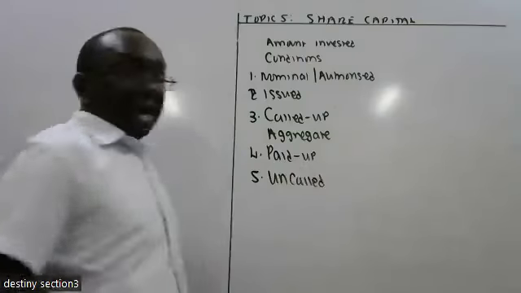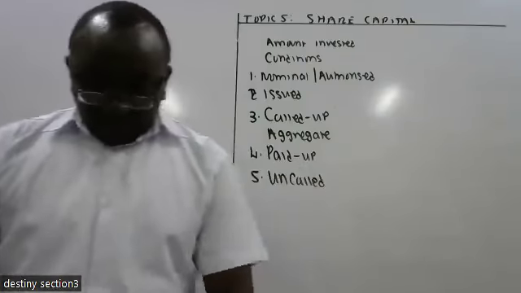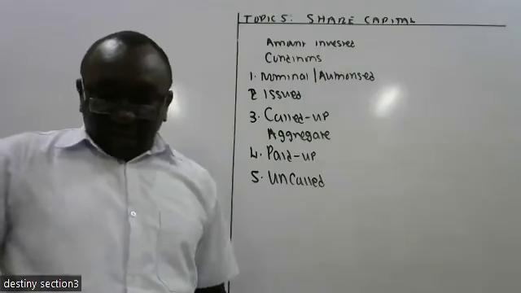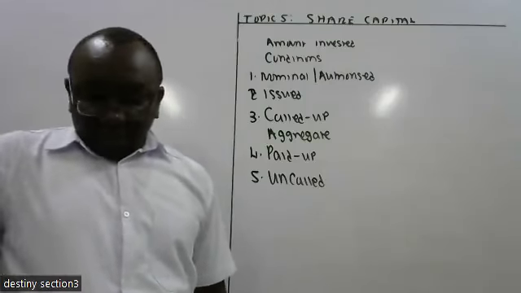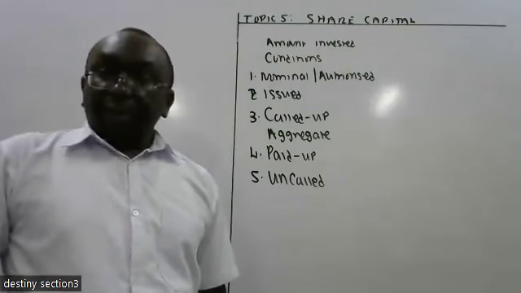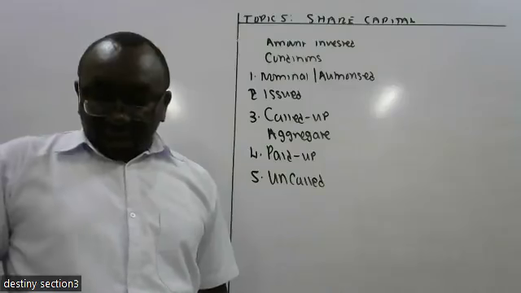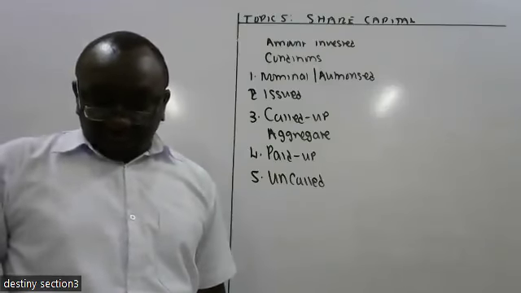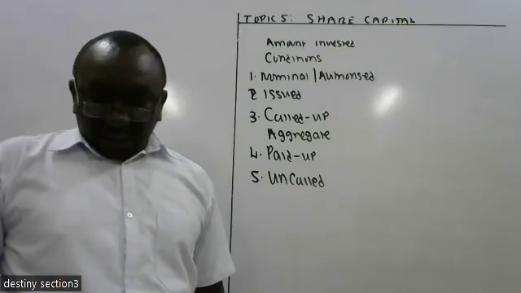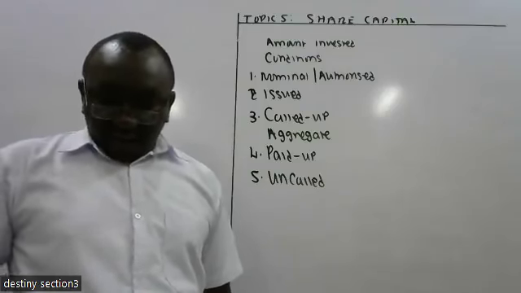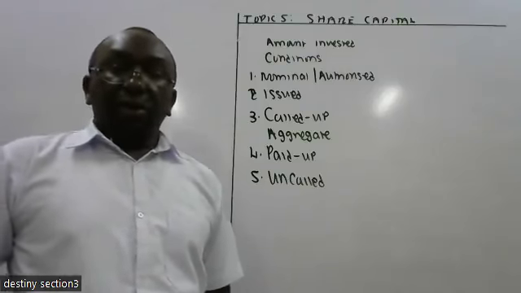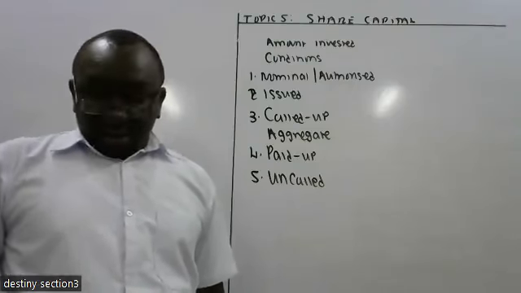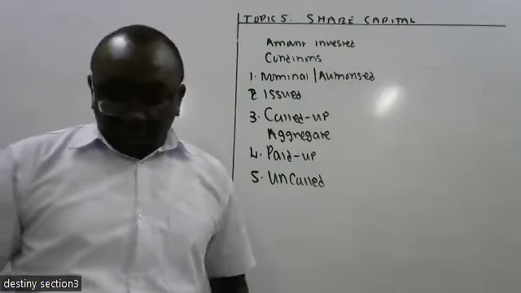Number 5 is uncalled. This is the difference between the amount already paid up and the total nominal value of the issued shares.